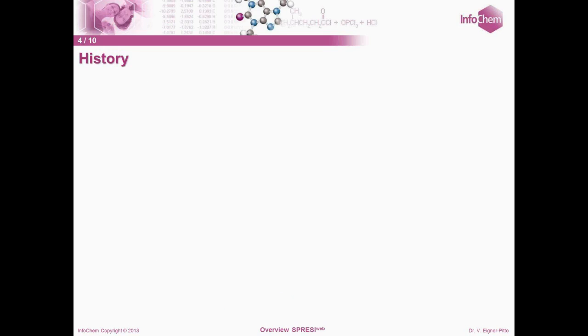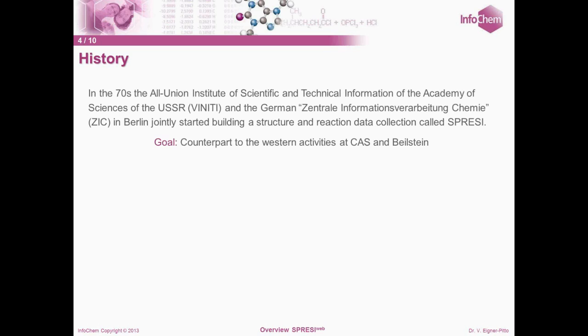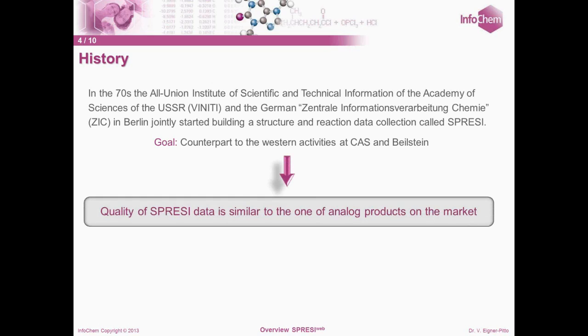A couple of words to the history. Why does such a big database exist? Well, in the 70s, the Vinity Institute in Moscow, together with the Zentrale Informationsverarbeitung Chemie in Berlin, started to build an electronic structure and reaction data collection. They called it SPRESI. The idea was to create a counterpart to the activities that CAS and Beilstein started in the West, which means that by abstracting the literature, the Vinity and ZIC really tried to keep the data similar to the ones of the analog products on the market.